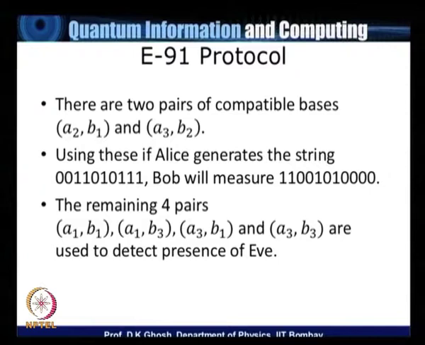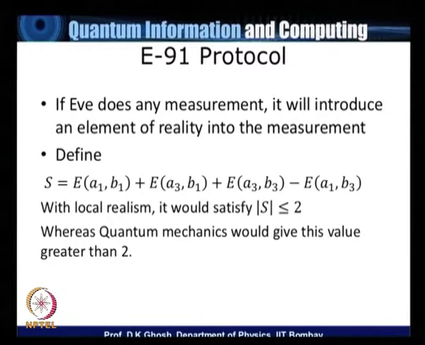Now these 4 are going to be used to detect the presence of Eve. How does one do it? Recall our EPR Bell inequalities. So suppose Eve does not interfere, then of course whatever you have said is true. But suppose there is an interference by Eve and Eve makes a measurement. What she actually does is to introduce an element of reality into the measurement.